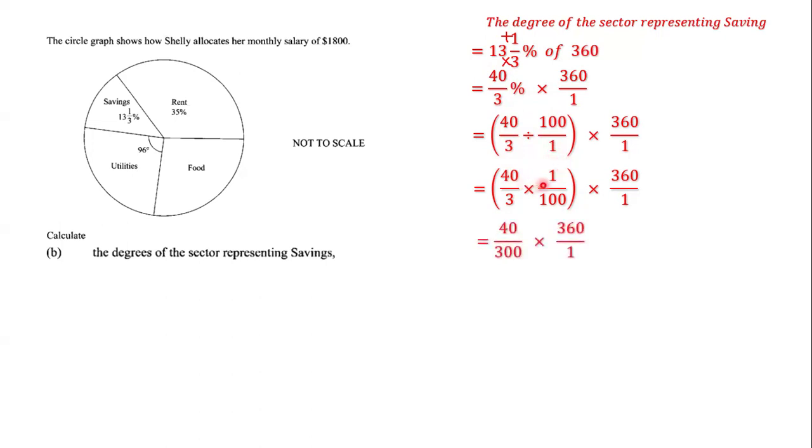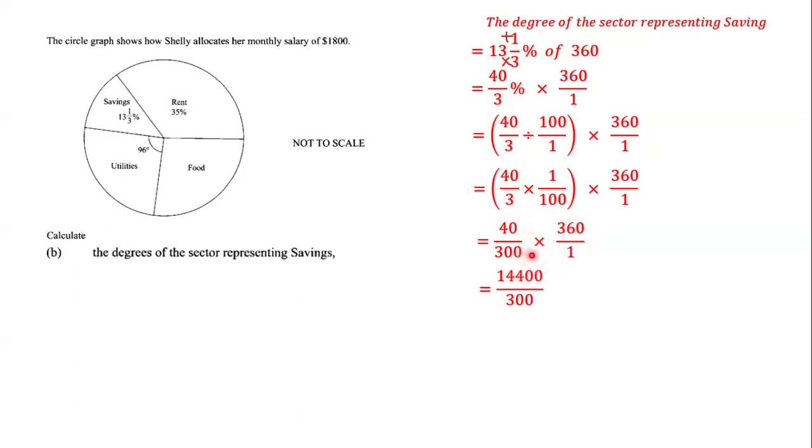And 40 multiplied by 1 is 40. Then we have 3 multiplied by 100, and 3 multiplied by 100 is 300. Next, we have 40 over 300 multiplied by 360 over 1. So we have 40 multiplied by 360, and 40 multiplied by 360 is 14,400.